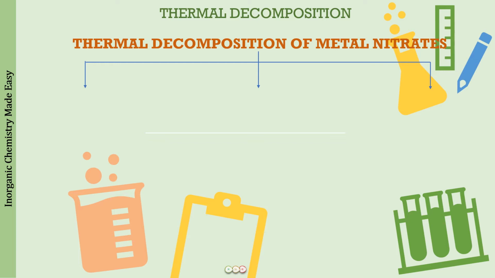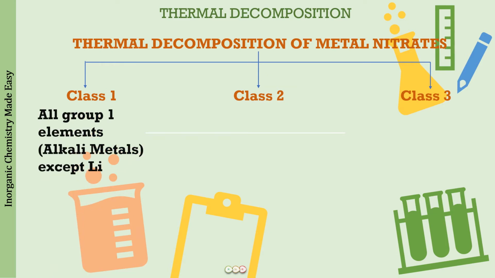Yes, you already know the classification. So what was it? And for the first time viewers also, let us see what the three classes are. We have three classes: class 1, class 2 and class 3. Class 1 is going to be all the group 1 elements except lithium. So sodium, potassium, rubidium, cesium, all of the alkali metals except lithium are class 1 metals.